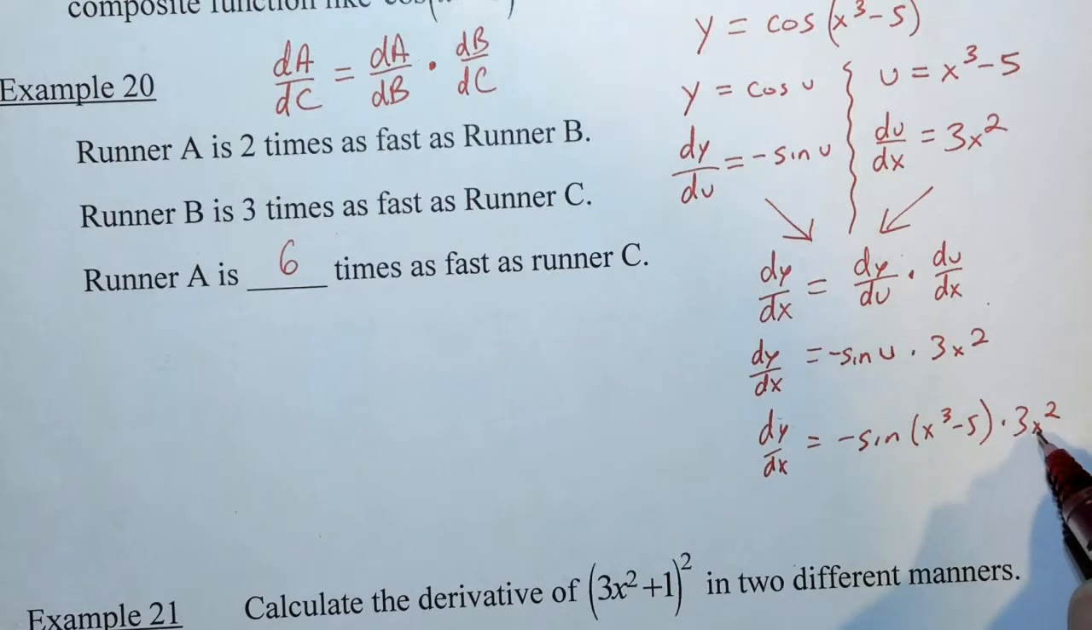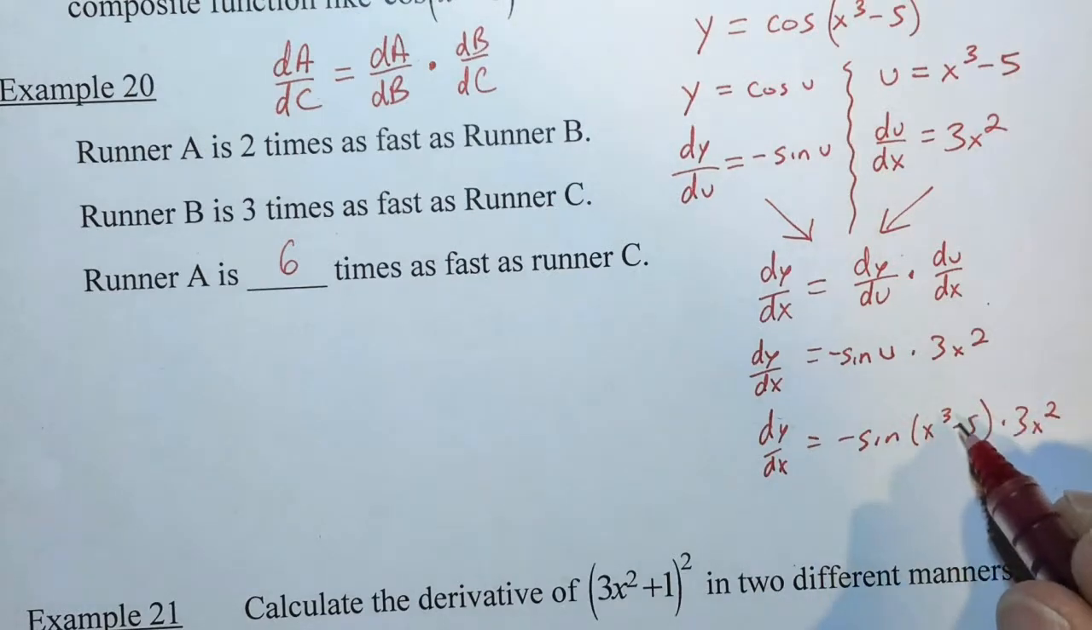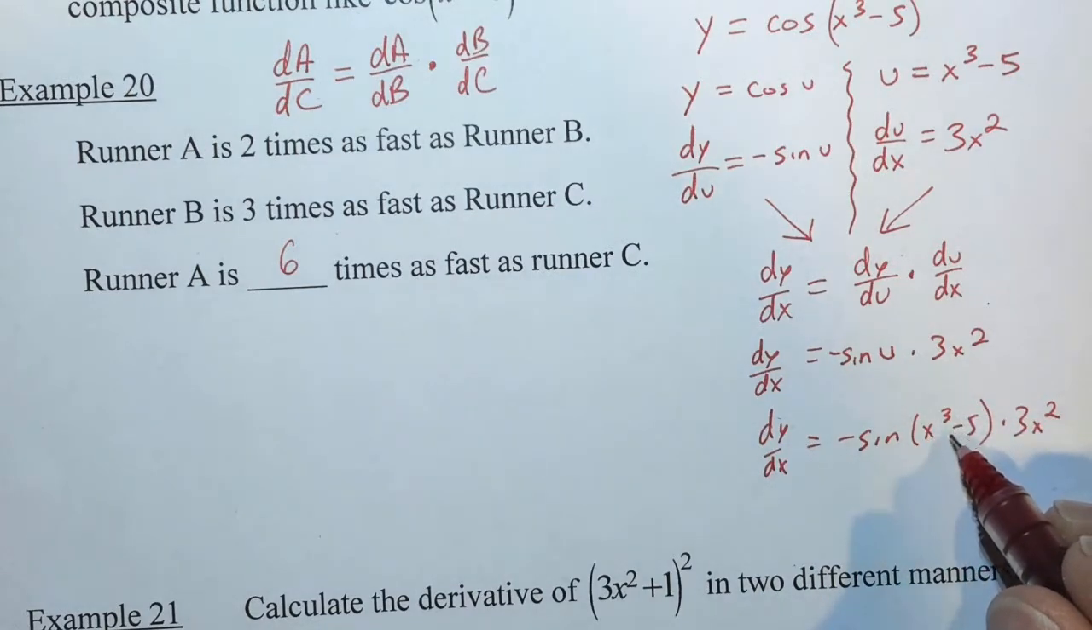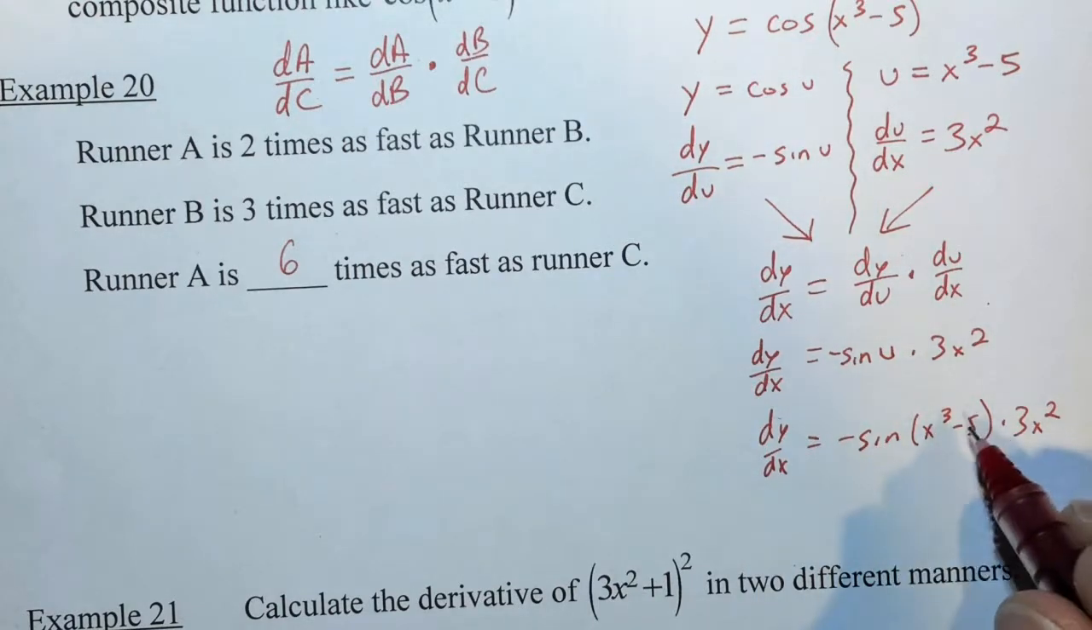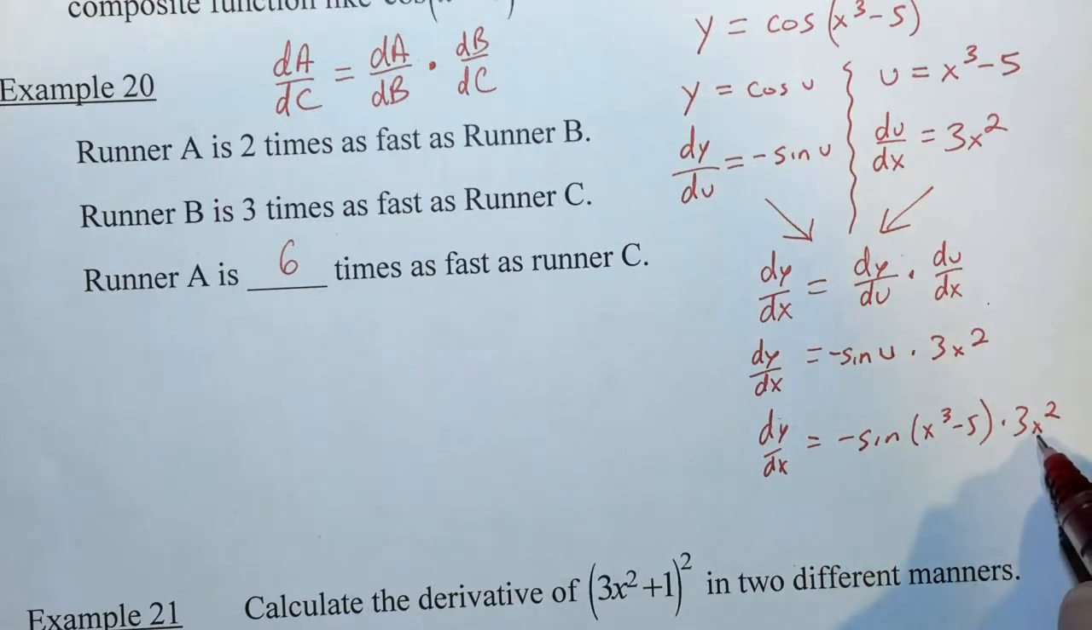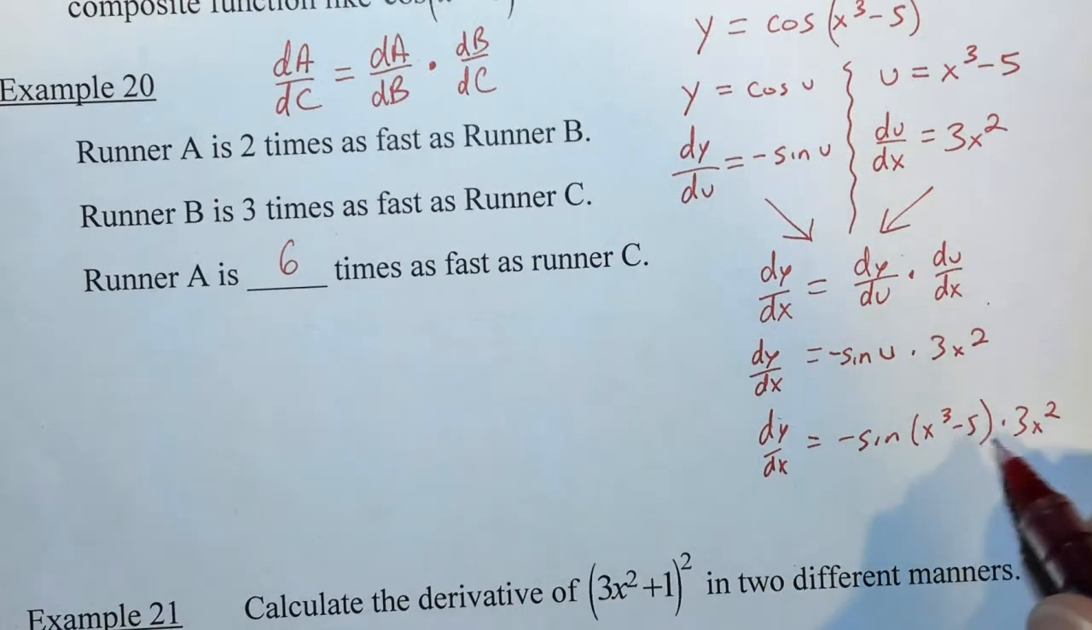Some people say, well, can we distribute the 3x squared into this part of the function? And no, we cannot. The reason is that this part of the function is the extension of sine. We are taking the sine of x cubed minus 5. The 3x squared is separate from that, so we cannot distribute it in.